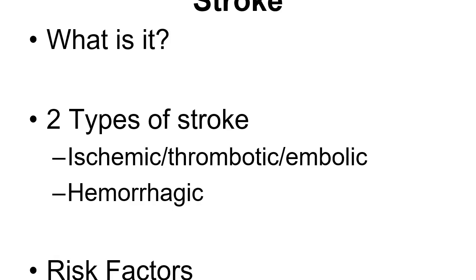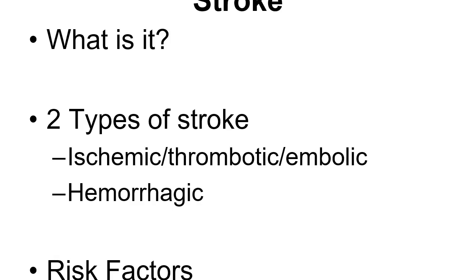Now, there are two types of strokes. Your book refers to the first type as ischemic. You may hear other sources refer to it as thrombotic, in other words, a thrombus or clot. Embolic. Embolic is where the clot has traveled from elsewhere. So all of those are blocking oxygenated blood flow from going beyond it and causing death to our brain cells.